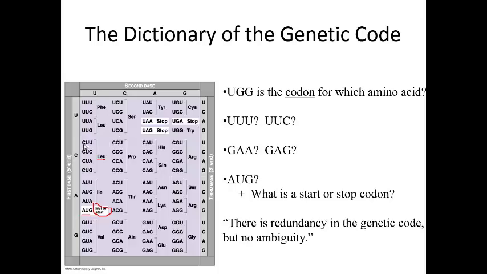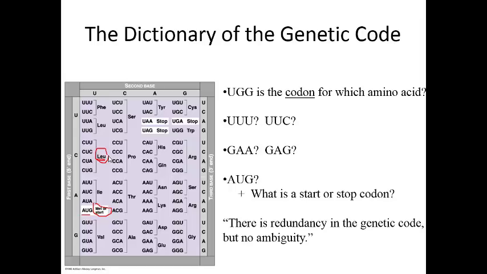Redundancy means that you have multiple codons that correspond to the same amino acid. That makes sense. It's a safeguard against mutations. If a mutation occurs in the DNA that changes the codon, it doesn't necessarily change the amino acid. We would call this type of mutation that doesn't have any end result a silent mutation.